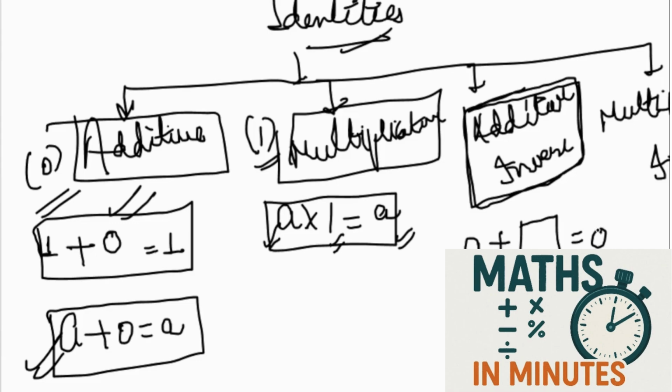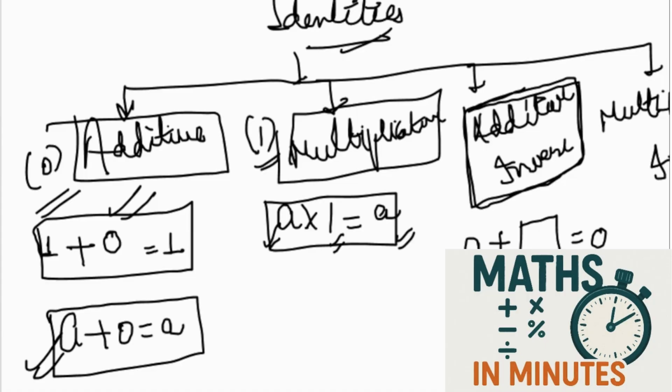Let's take an example. If I say what should we add to 4 so that it becomes 0? You will say, ma'am, if I add -4 to 4, 4 minus 4 will be 0, right? Similarly, if I say what should we add to 5 so that it becomes 0? You will say, ma'am, -5, because 5 minus 5 will be 0. That means in additive inverse, we will simply add the inverse of that number. The inverse of 4 is -4, and the inverse of -5 is 5.